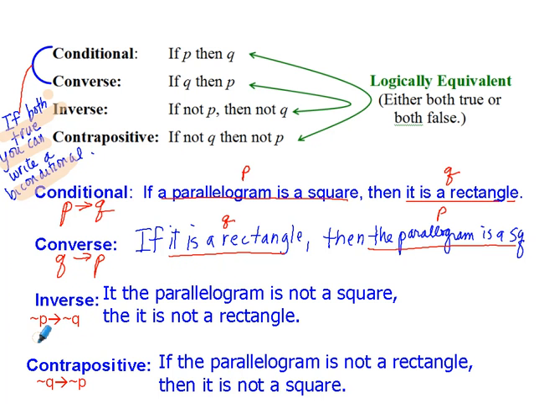The inverse is if not P, then not Q, and the contrapositive is if not Q, then not P. So if the parallelogram is not a square, then it is not a rectangle. If the parallelogram is not a rectangle, then it is not a square.